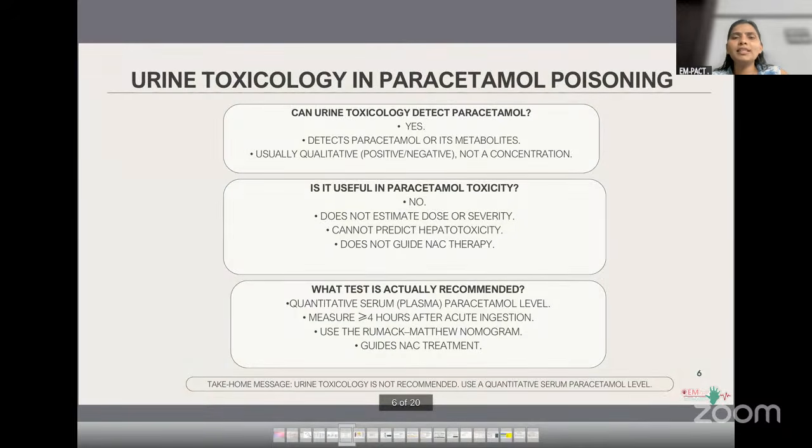And does the urine toxicology have any value here? Actually, no, because the urine toxicology can only detect the presence of paracetamol. It's just a qualitative test. It cannot tell you whether this can cause hepatotoxicity. It cannot help you in guiding the NAC therapy. Okay, so always remember the serum paracetamol level is the useful test, other than the urine toxicology test.